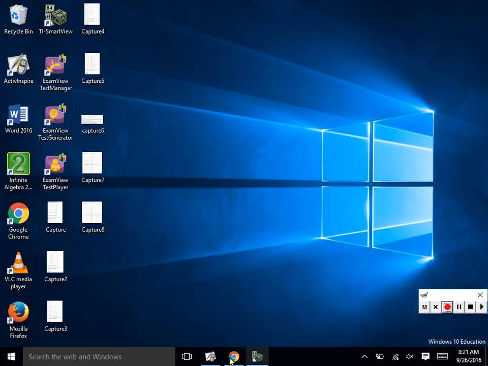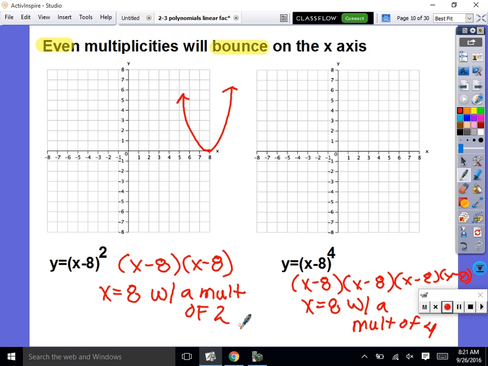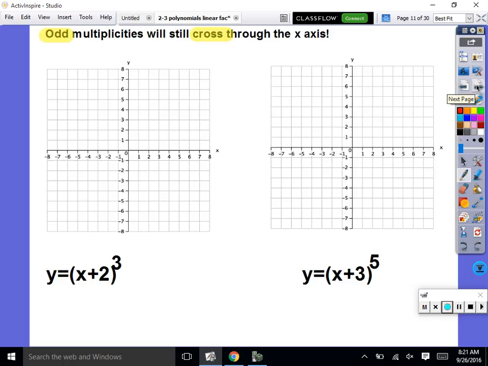But do you see how an even degree is still bouncing at 8? Everybody? Yes or no? Okay, so it kind of looks a little bit more like that, but it's bouncing at 8 still. So degree 4, it had a multiplicity of 4, so it bounces. Now on multiplicities, we can still have multiple multiplicities with odds, but they will actually still just cross through the x-axis and not bounce. Did you all hear that?